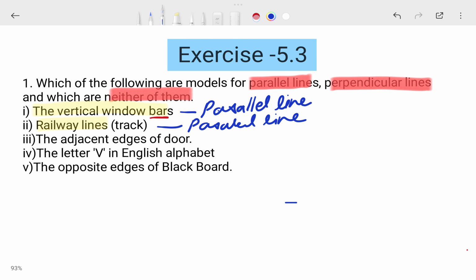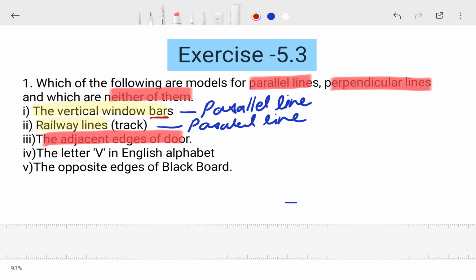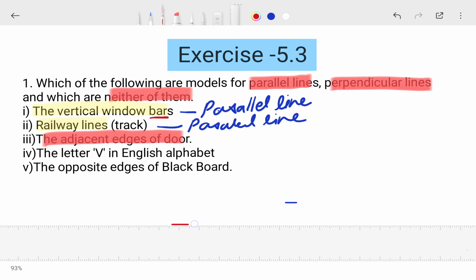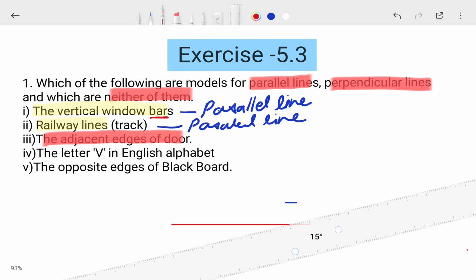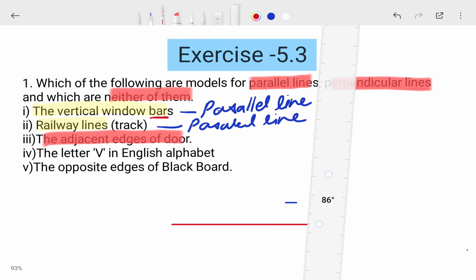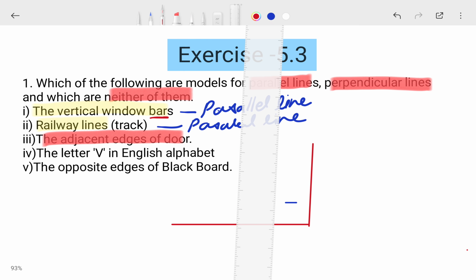Okay, now another question: let's talk about the adjacent edges of a door. The adjacent edges of a door are perpendicular. If you see the door adjacent angle, the door is like that. This is a straight door, and after the door, there is one like that. Here the door is like that only.